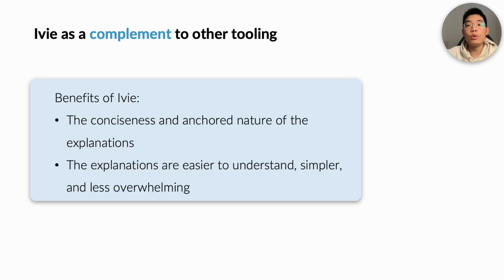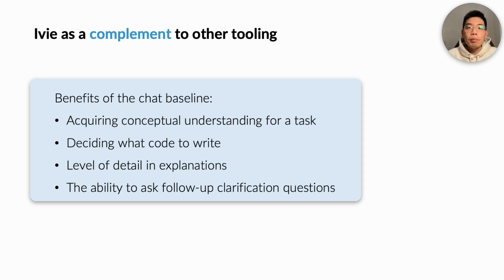Our third finding was a crystallization of Ivie's value. Participants appreciated Ivie's conciseness and the anchored nature of the explanations, making the explanations easier to understand, simpler, and less overwhelming. The benefits of the chat baseline were its support for acquiring conceptual understanding of the task and deciding what code to write, the level of detail in explanations, and the ability to ask follow-up clarification questions. This suggests that perhaps both forms of AI support have a place together in future help-seeking tooling for programmers.